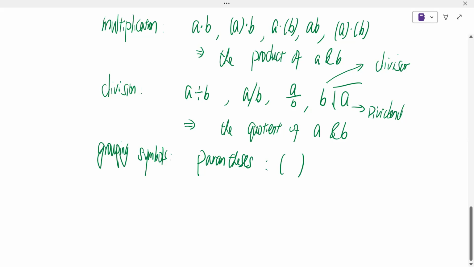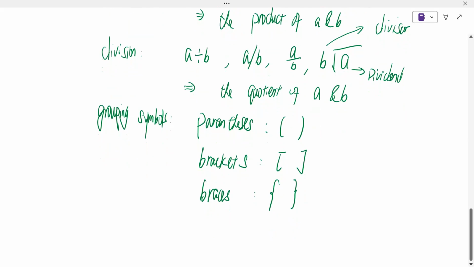And also brackets. Something like a square bracket, right? This is a square bracket. And braces. They are all used for grouping purposes. I'm gonna give you an example.